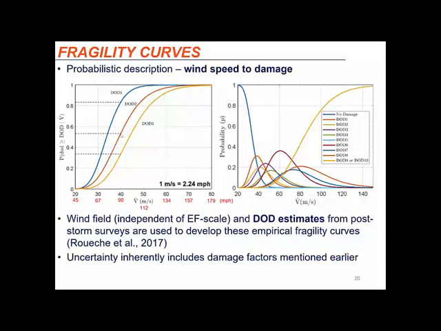And what you can do is decompose those cumulative functions in the fragility curves and look at individual damage states for a given wind speed. So here, this tells you the probability, for a given wind speed, of arriving at a single damage state.